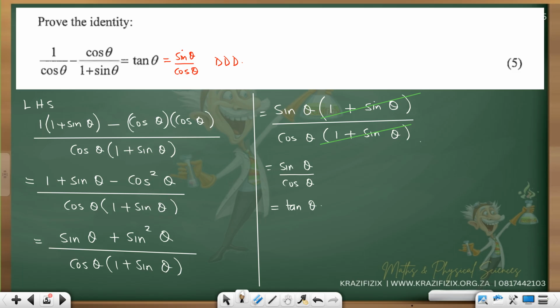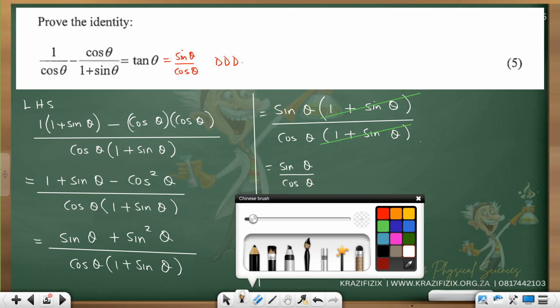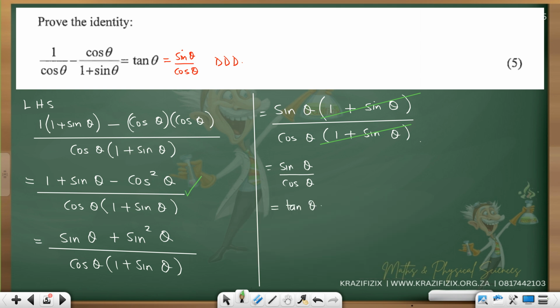Every time you change an identity, you'll be getting 1 mark. Let's see. If I were to put ticks here, for simplifying up to this point, I'll get 1 mark. Then for bringing in sine squared, 1 mark. For factorizing, 1 mark. For getting sine theta over cos theta, 1 mark. And then for tan theta, 1 mark. Keep simplifying. That's the whole idea.